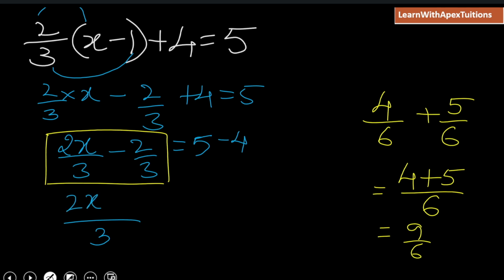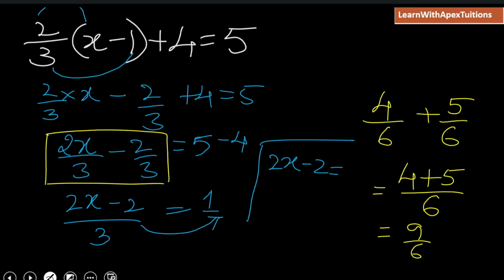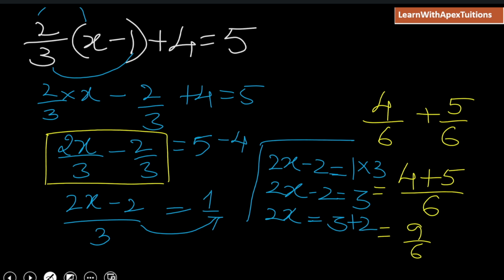2x minus 2 is equals to 5 minus 4 is 1. 2x minus 2 divided value O से चली गई तो multiply 1 into 3. 2x minus 2 is equals to 1 3 is a 3. नंबर्स को एक साइड शिफ्ट कर लो. माइनस 2 से हुआ तो प्लस 2.